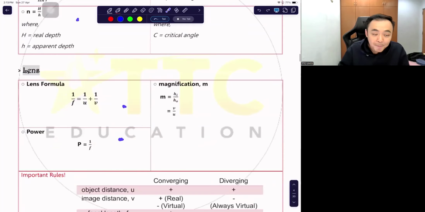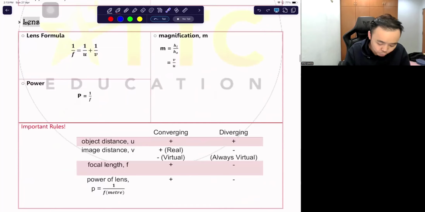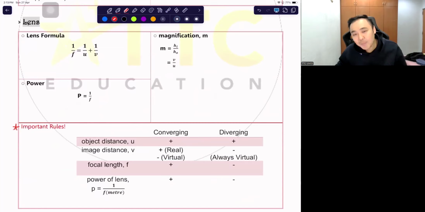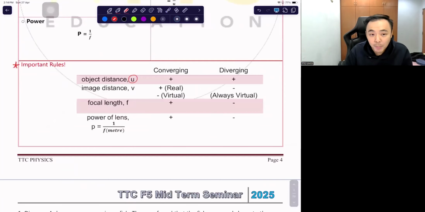But remember, every time you're doing lens, you need to remember this. You have to follow this rule. Remember I said the f, u and v are sometimes positive, sometimes negative, right? Then you have to decide yourself whether it is positive or negative. Object distance is always positive, that one is not a problem. The thing you should be careful with is here: image distance and also the focal length.